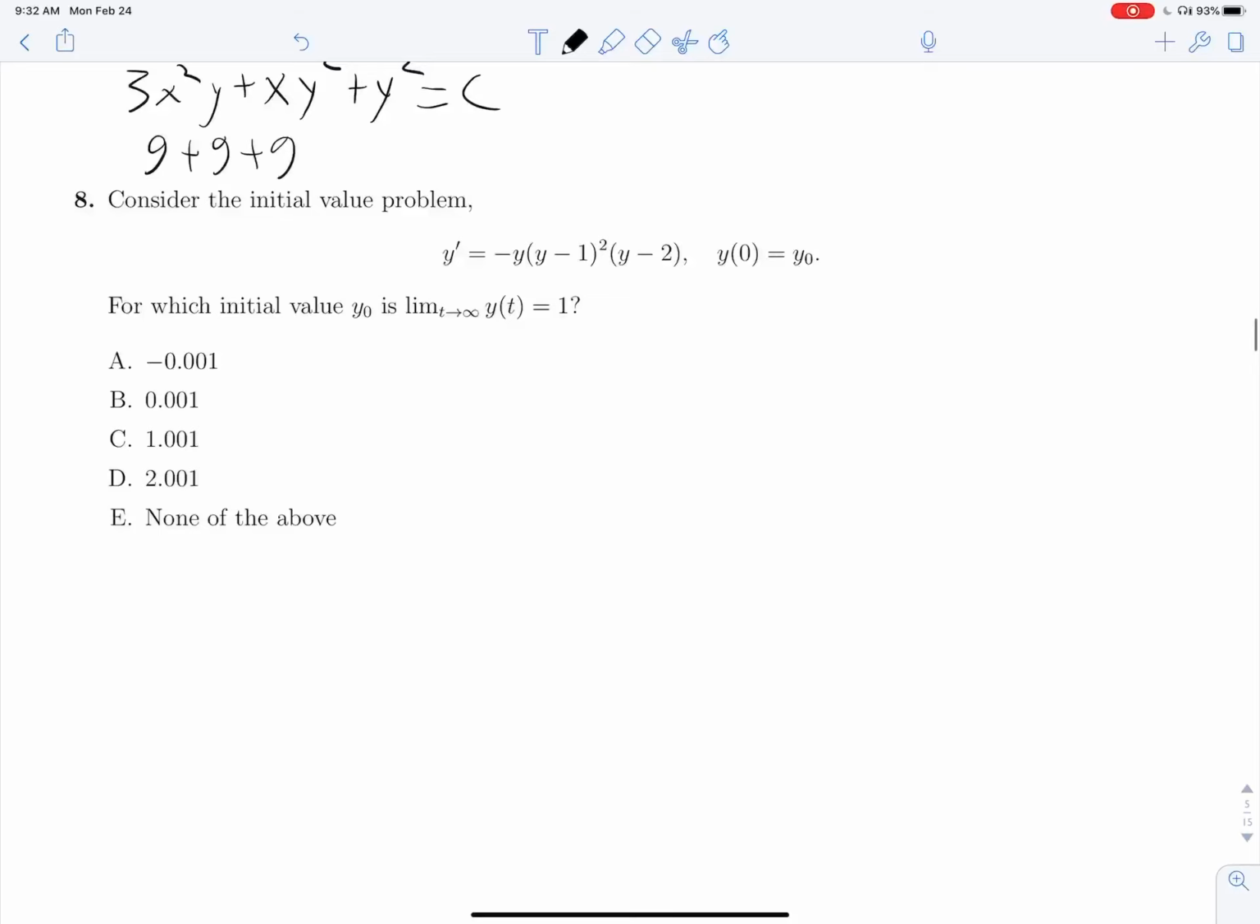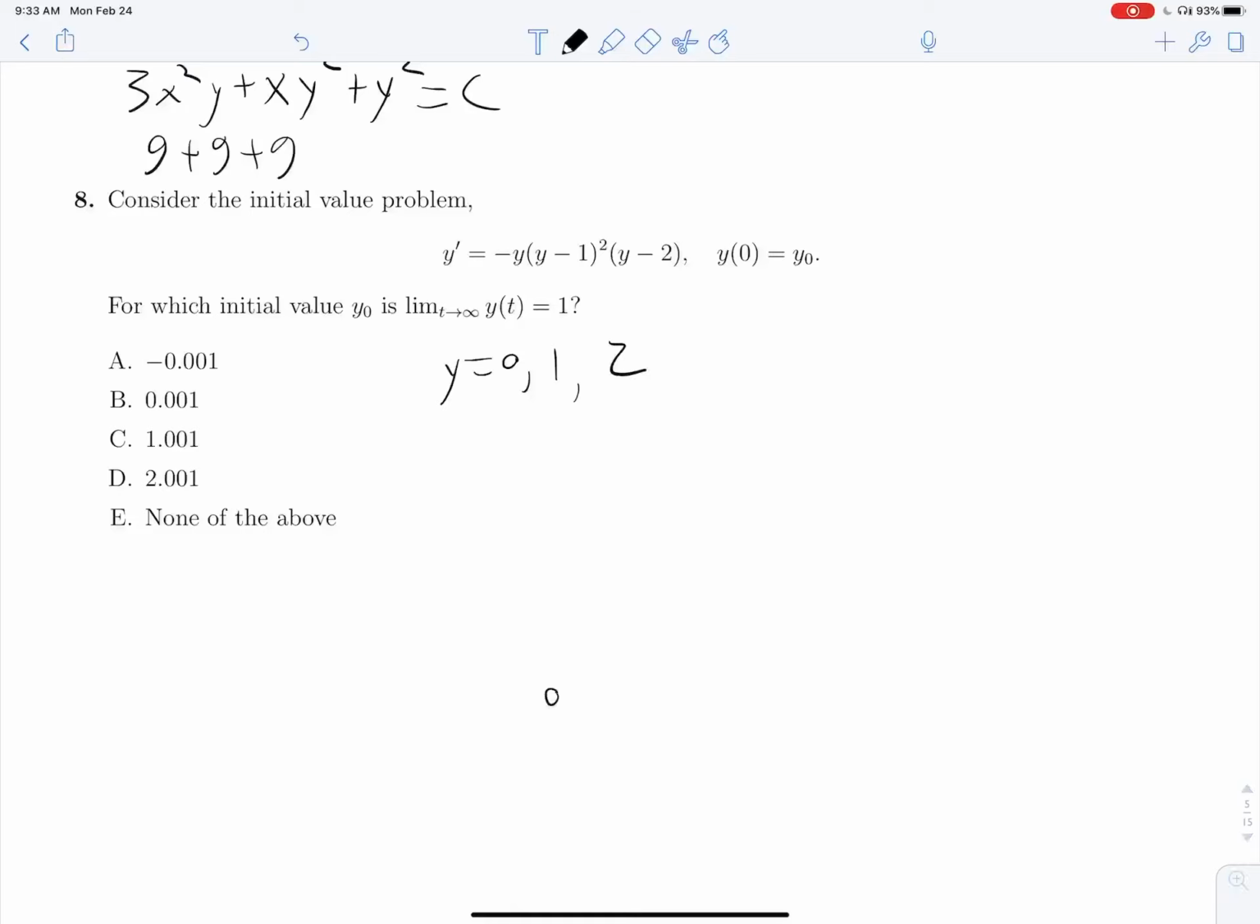Number 8, let's consider this initial value problem given here. For what initial value y0 is the limit as t approaches infinity of y of t equal to 1? So essentially they're asking about the stability of these different roots, where our roots are y equals 0, 1 with a multiplicity of 2, and 2.